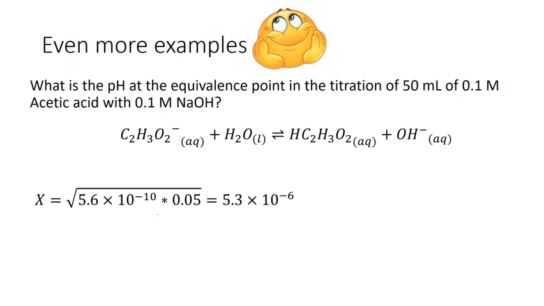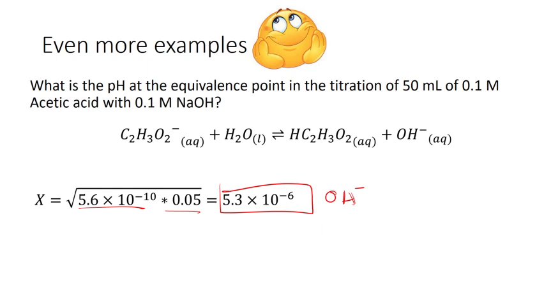We're taking the square root of Kb times the concentration of our conjugate base, giving us a concentration of 5.3 times 10 to the negative 6th for our hydroxide, because that is what we are concerned about. We're concerned about our hydroxide.